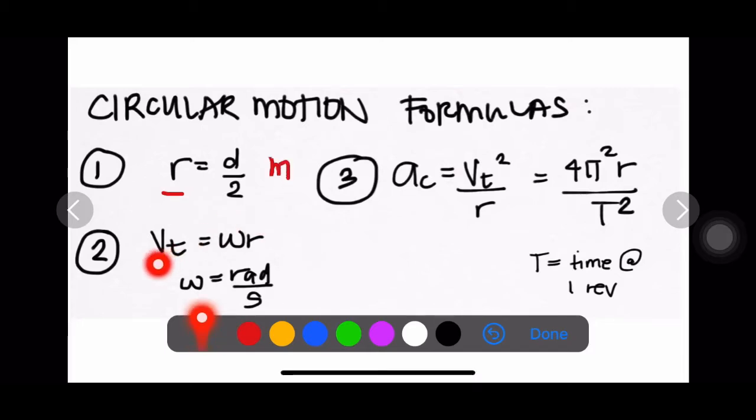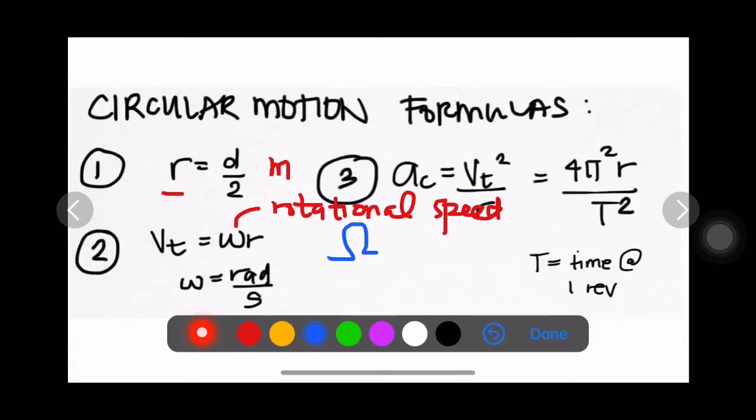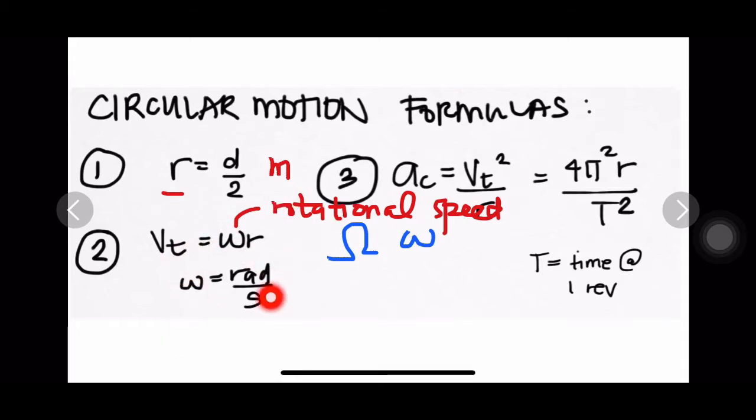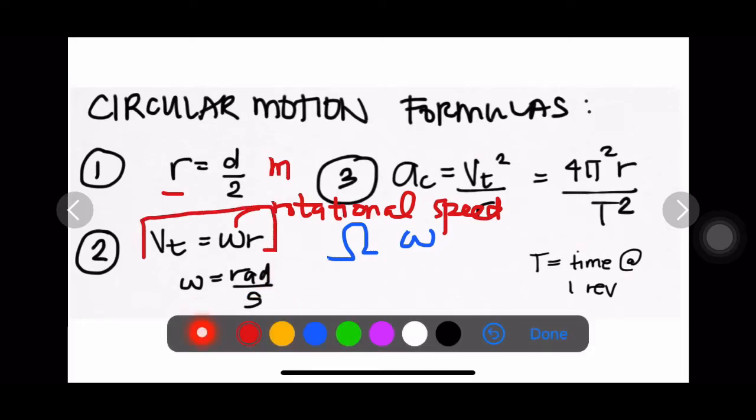The second one is the tangential velocity or tangential speed. This is equivalent to the rotational speed multiplied by the radius. The rotational speed is denoted by the lowercase Greek symbol omega, which looks like a w. The rotational speed should always be in radians per second, and the standard unit for the tangential velocity is meters per second.